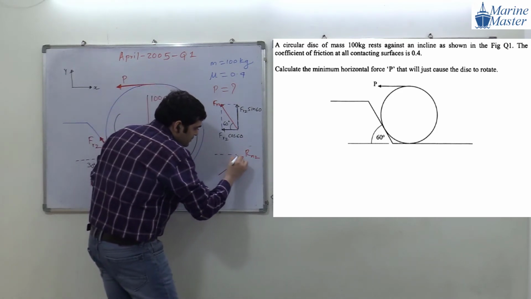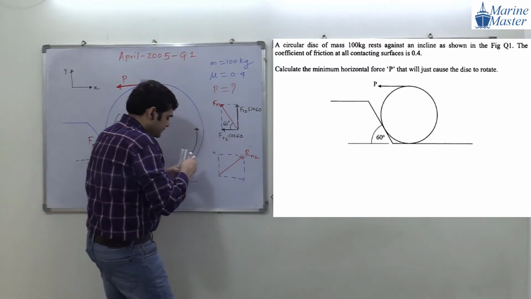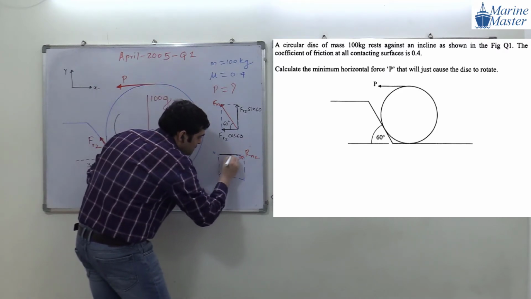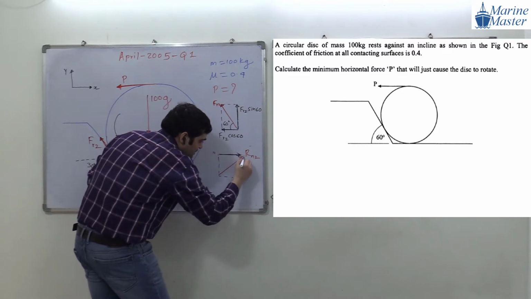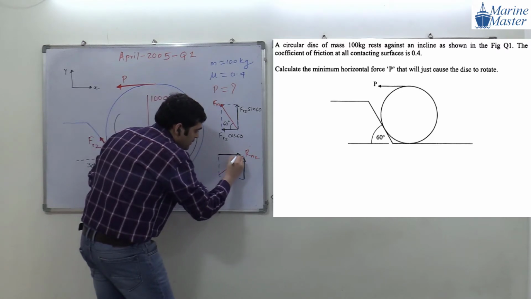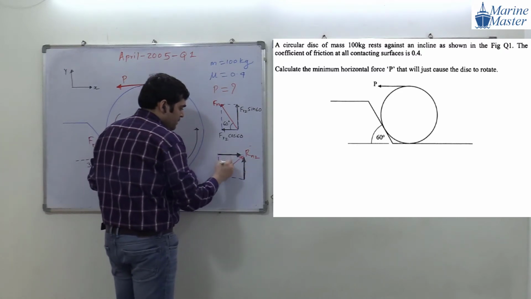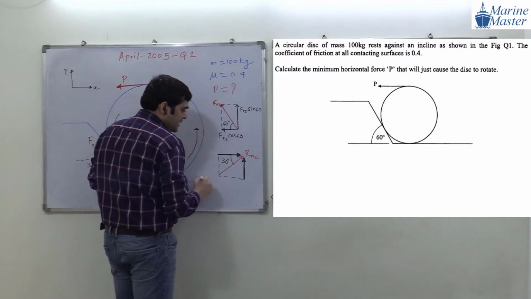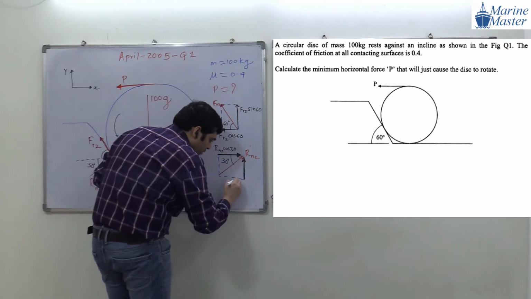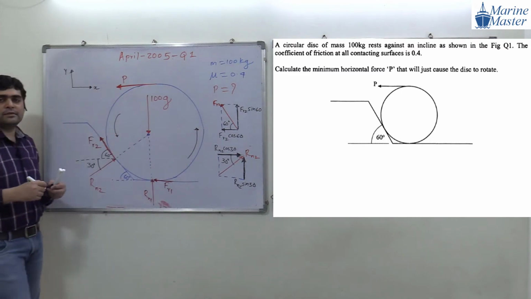Now try to see the scenario here. How to make the components of Rn2? We form a rectangle like this. This will be one component, and this will be another component. This angle will be 30 degree. So this component is Rn2 cos 30, and this component is Rn2 sin 30. Any doubts in this drawing, guys?